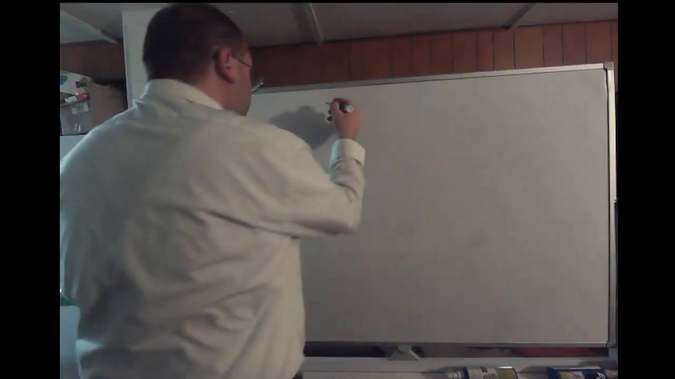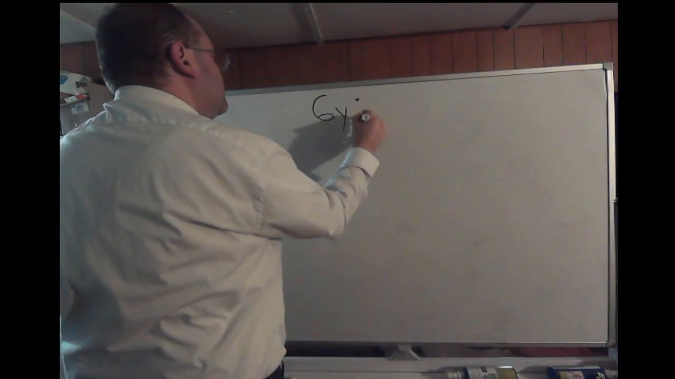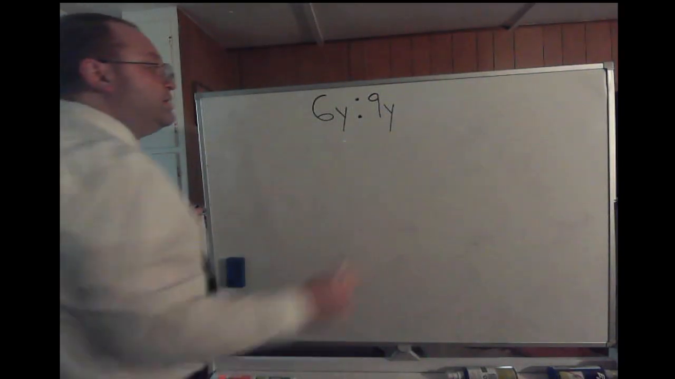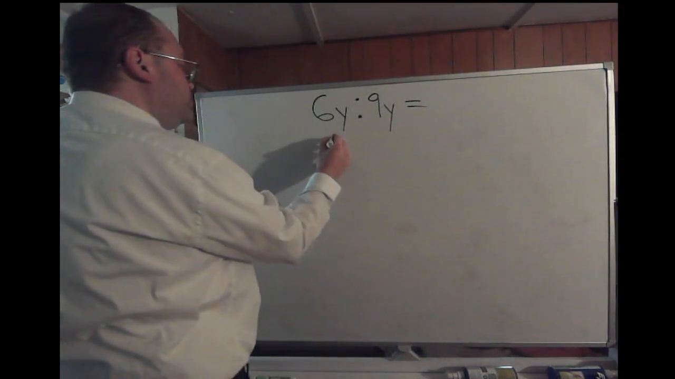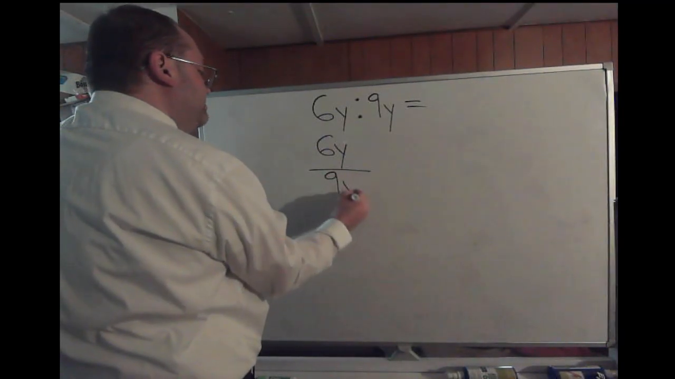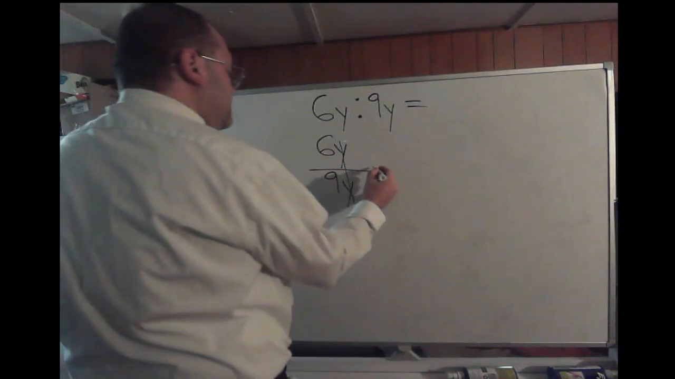Alright. What about the next one? Alright, how about 6y to 9y? So we have 6y to 9y. So that means your 6y would be the numerator. Your 9y would be the denominator. Well, it's clear that your y's cancel out. Okay?